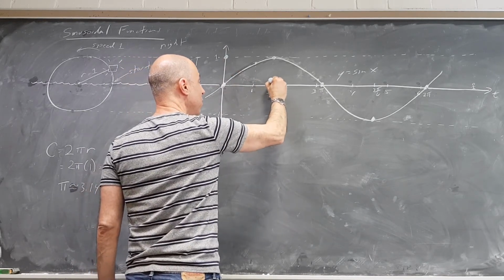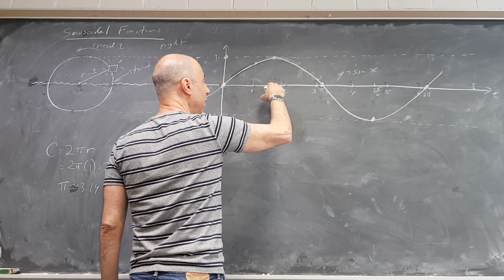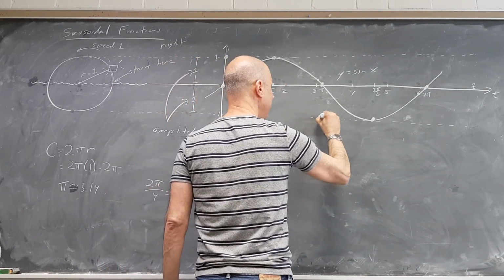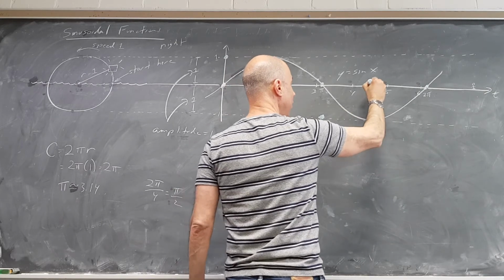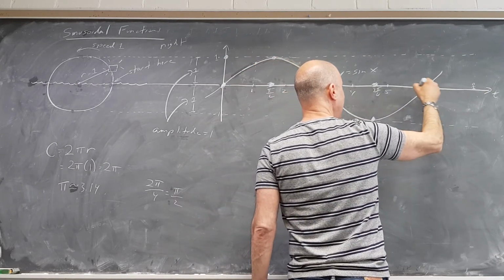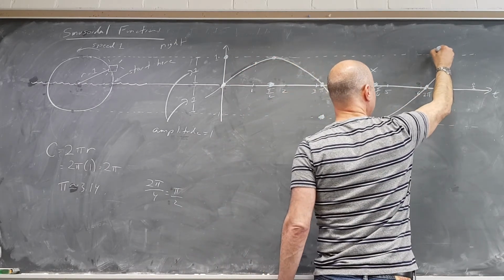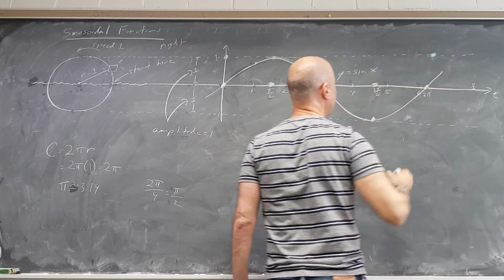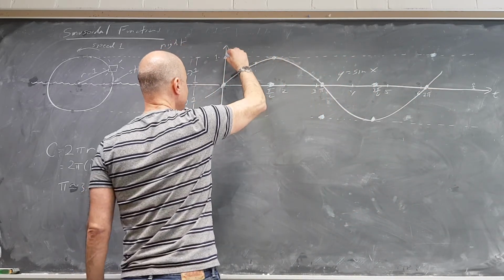By pi over 2, it's in the middle. At pi, it's at the bottom. At 3 pi over 2, it's back in the middle. At 2 pi, we're back where we started at the top. And the cosine curve looks like this.